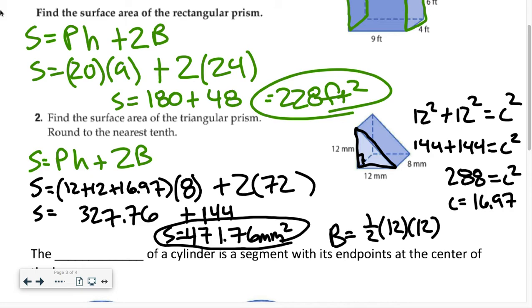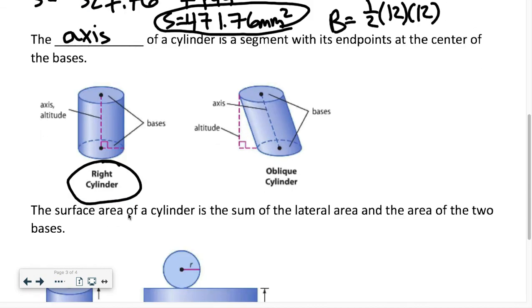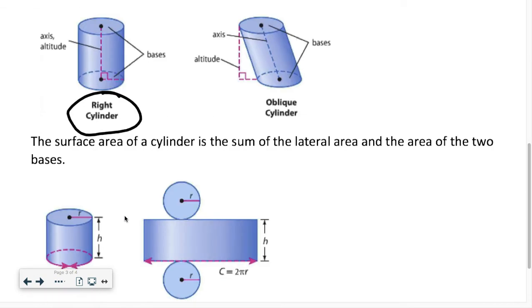Now we're going to take a look at a cylinder. Canned goods and things like that have cylindrical shapes. The axis of a cylinder is a segment with its endpoints at the center of the bases. So the bases here, of course, are going to be circles. So the centers of the circles are connected with the axis of the cylinder. Again, we'll use right cylinders in here. We won't look at oblique ones very often, or at all, we should say.